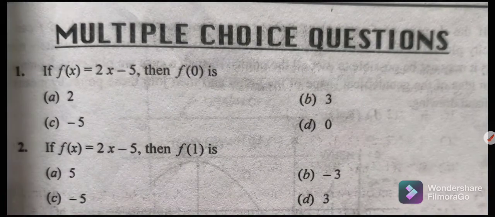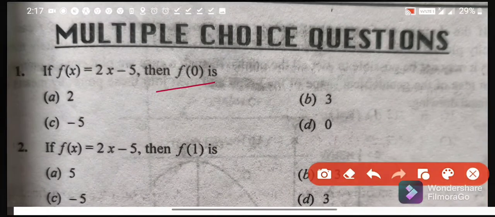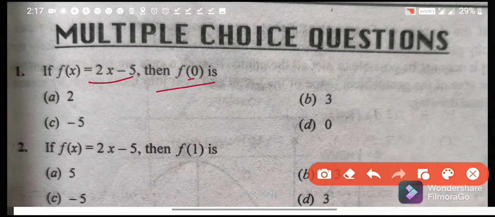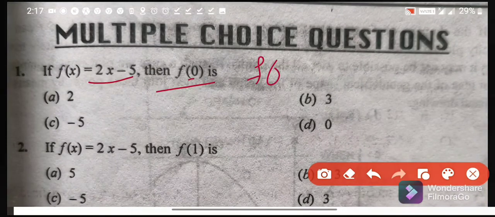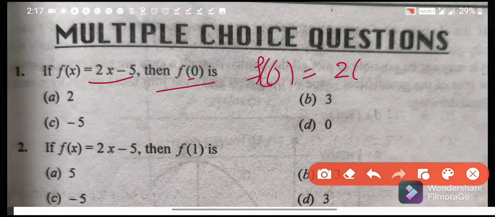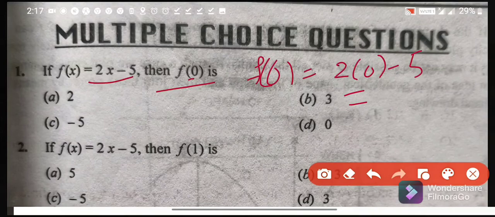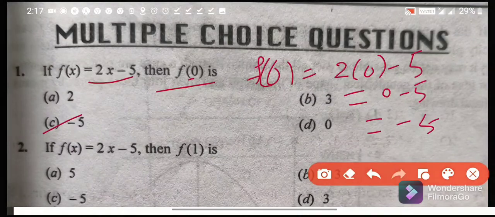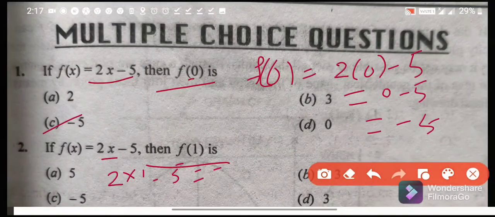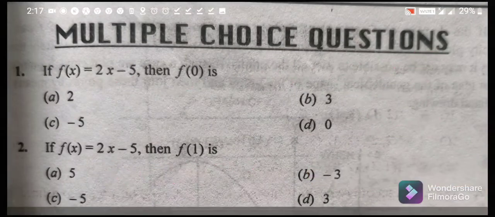First question, if f(x) is equal to 2x minus 5, then f(0) is. Replace x by 0. f(0) is equal to 2 multiplied by 0 minus 5, that is 0 minus 5, that is further equal to minus 5. So answer is C option. Next question. If f(x) is equal to 2x minus 5, in this question, replace x by 1. 2 multiplied by 1 minus 5, that is minus 3. So answer is B option.